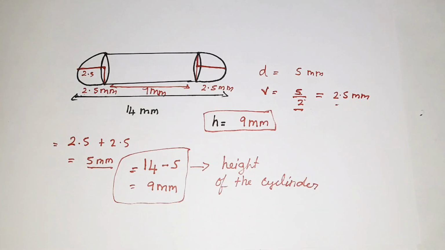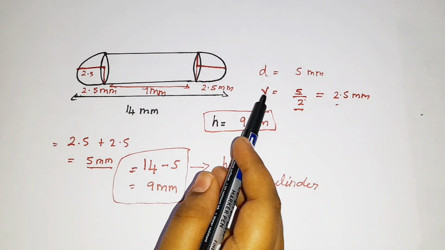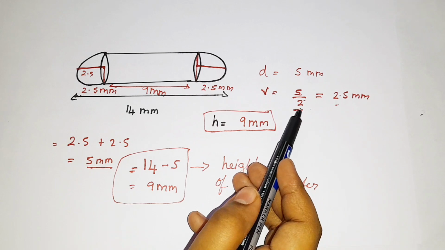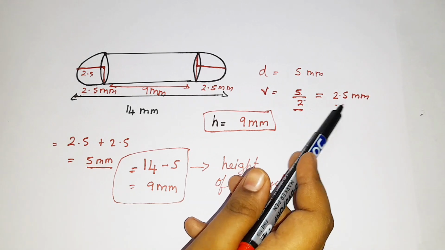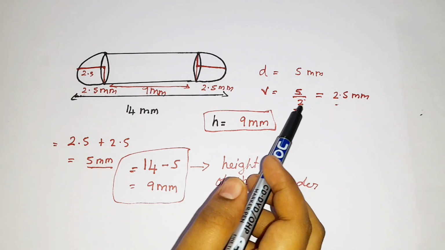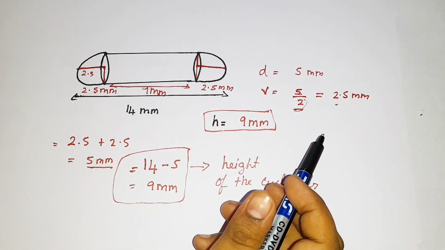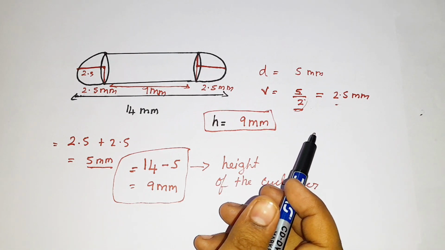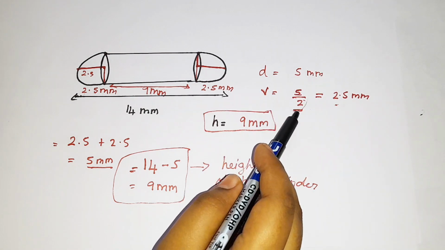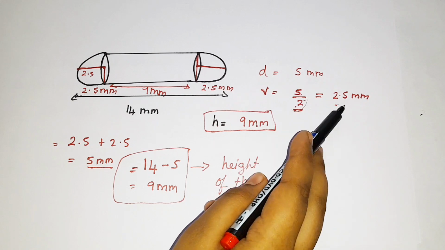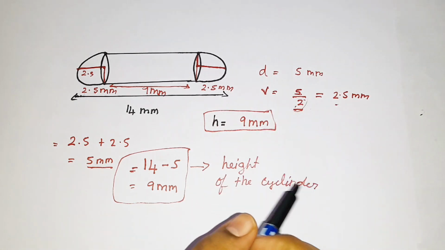Now I have the radius value and height value. Am I right? So for the radius you can use 5 by 2, otherwise 2.5. I am going to be using 5 by 2 because that is really easy to solve, and you can save your time as well. So the radius I can use 5 by 2, otherwise 2.5. I am going to be using 5 by 2 right now.